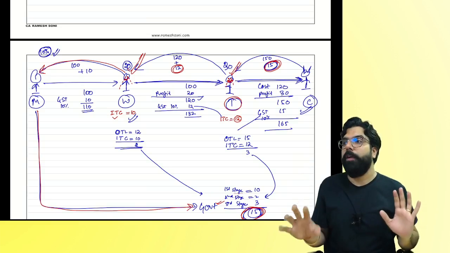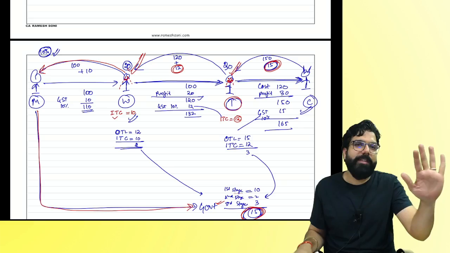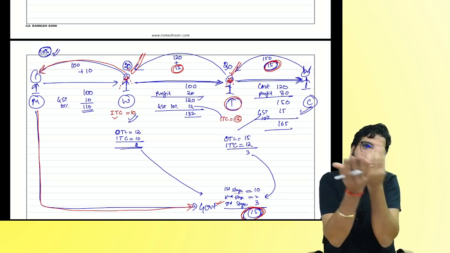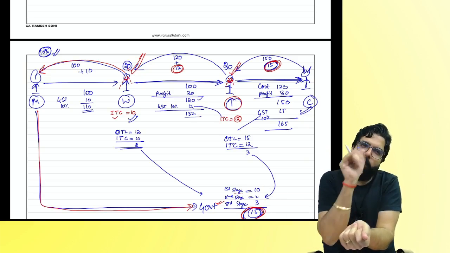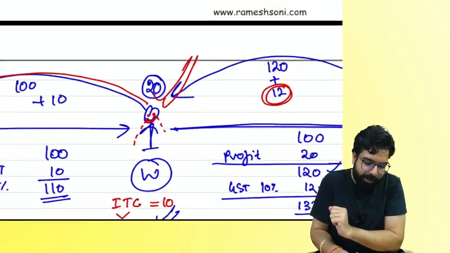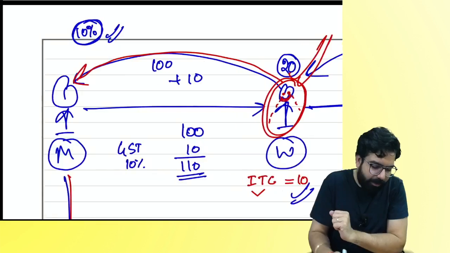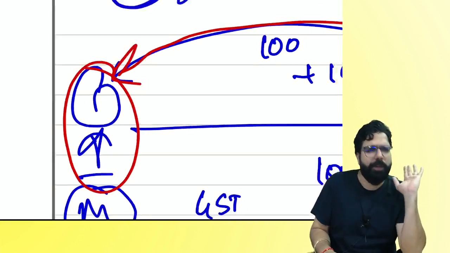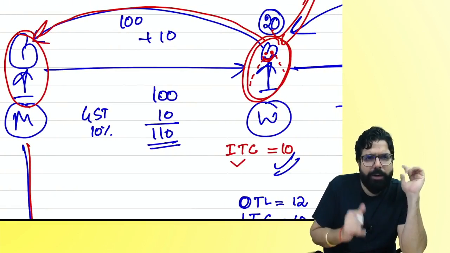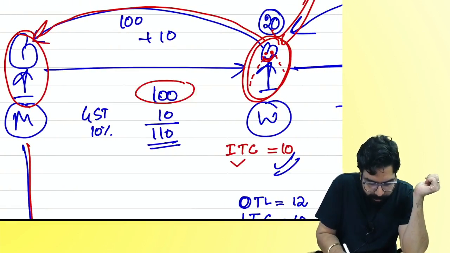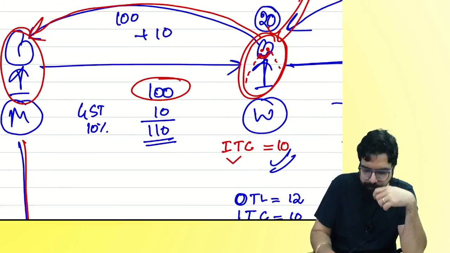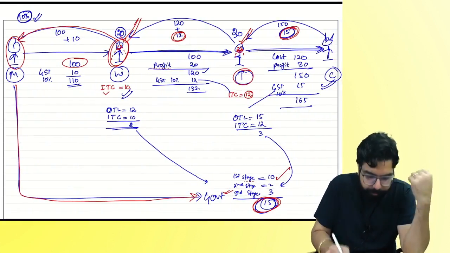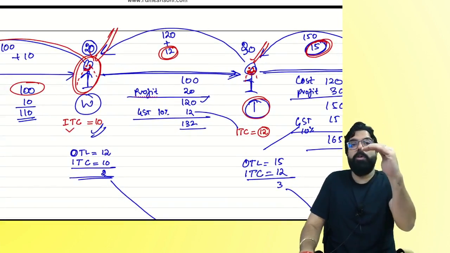That is VAT. One system is output minus input, balance you pay. One more way of calculating it is, can you tell me what is the value addition? Again, this guy was the manufacturer, first stage manufacturing. What value addition did he do? 100. So 10% of 100 is how much? Government got 10 rupees.